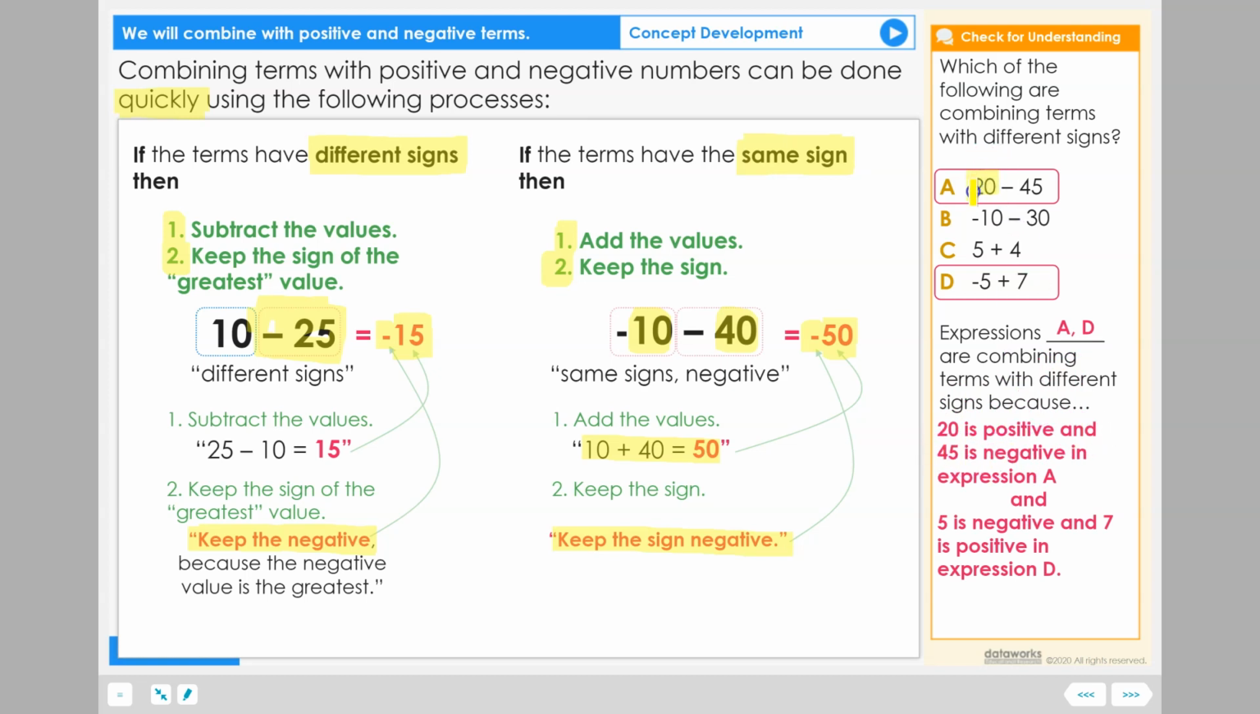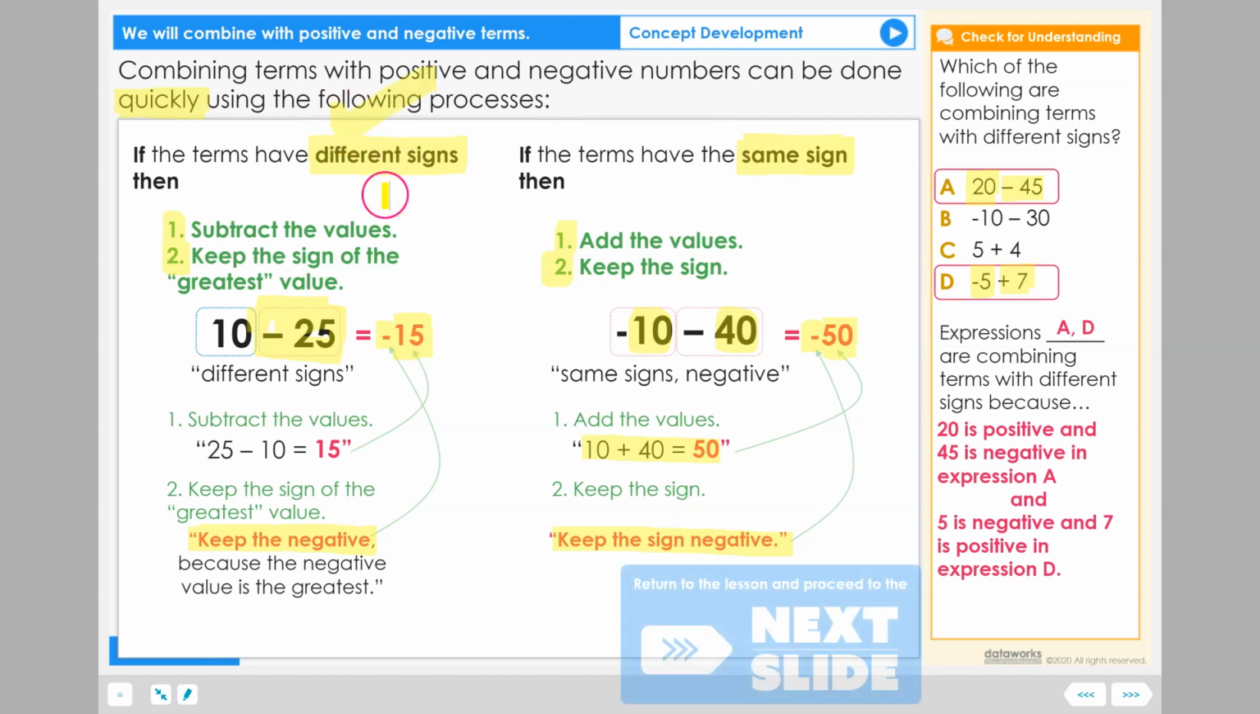is negative in expression A, a positive 20 and a negative 45. And 5 is negative and 7 is positive in expression D. Let's take a look at expression B really quick. This has the same sign and they're both negative, and C expression has the same sign again, both positive. So A and D are the only two that have a different sign, which tells us that we would then come over here and use this process for different signs.